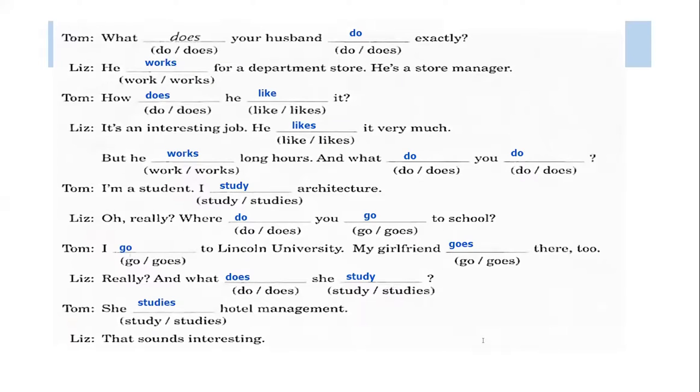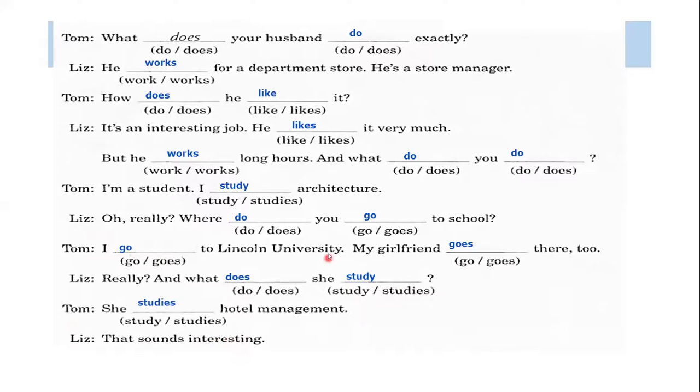But let's listen. Okay? This is Tom. What does your husband do exactly? He works for a department store. He's a store manager. How does he like it? It's an interesting job. He likes it very much. But he works long hours. And what do you do? I'm a student. I study architecture. Oh, really? Where do you go to school? I go to Lincoln University. My girlfriend goes there too. Really? And what does she study? She studies hotel management. That sounds interesting.